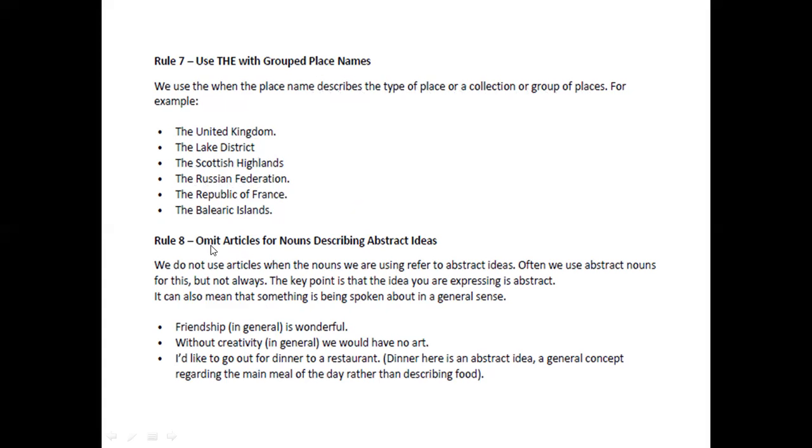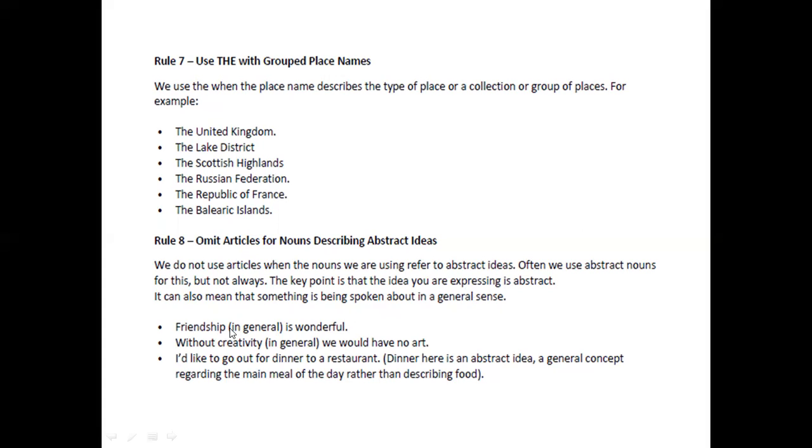So rule 8 is omit articles for nouns describing abstract ideas. So here we can omit articles for nouns which describe abstract ideas. We do not use articles with nouns that refer to abstract ideas. Often we use abstract nouns for this, but not always. The key point is that the idea you are expressing is abstract. It can also mean that something is being spoken about in a general sense.